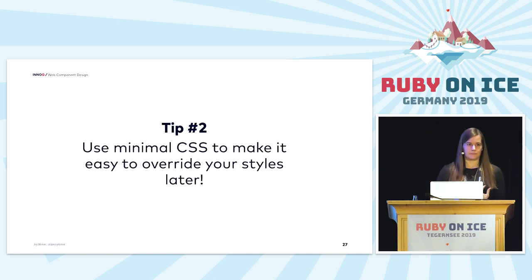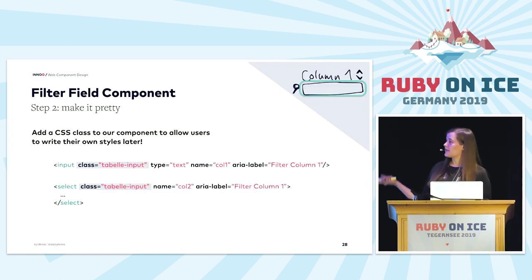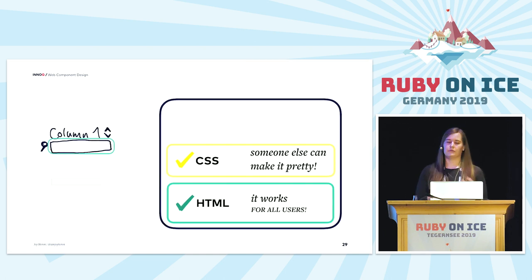So for me, my tip is that if I'm going to be using it in multiple different projects, I use minimal CSS to make it easy for me to override my styles later and to make it work with my design system. So for now, all I want to do is add a CSS class to my input elements so that I'm able to give them styles later in other projects.